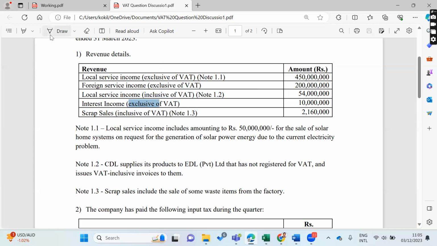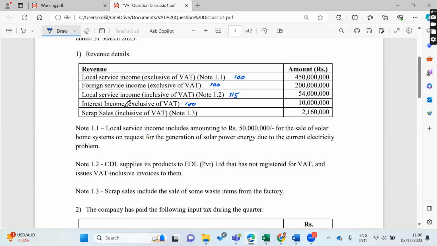I hope you are clear on exclusive and inclusive. Exclusive means just 100. Inclusive means 115, because the VAT rate is 15%, and with that 15 it's inclusive 115. The interest income is exclusive, but interest income, we know, is out of scope and will not be subject to VAT.